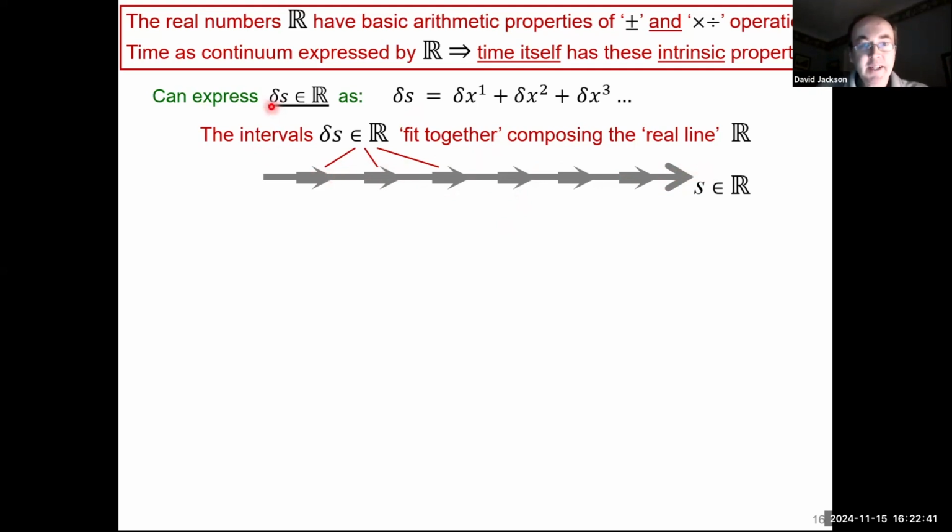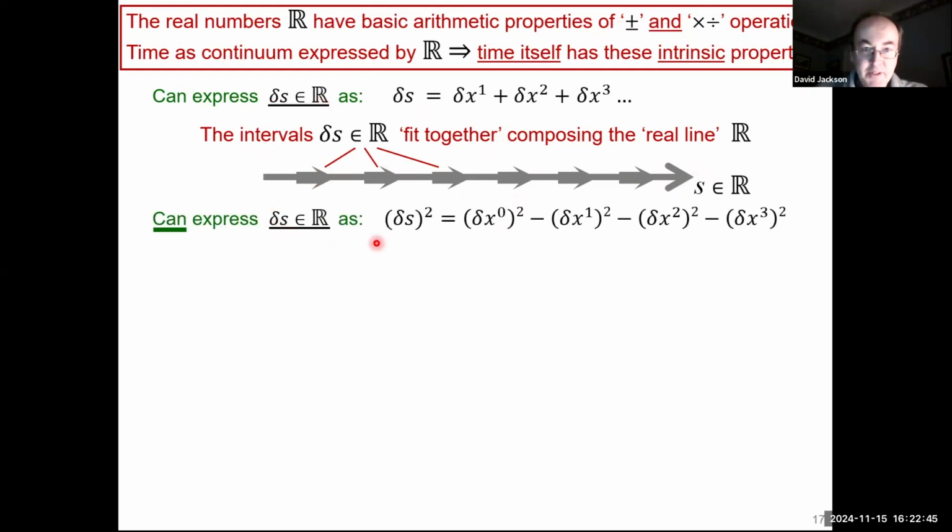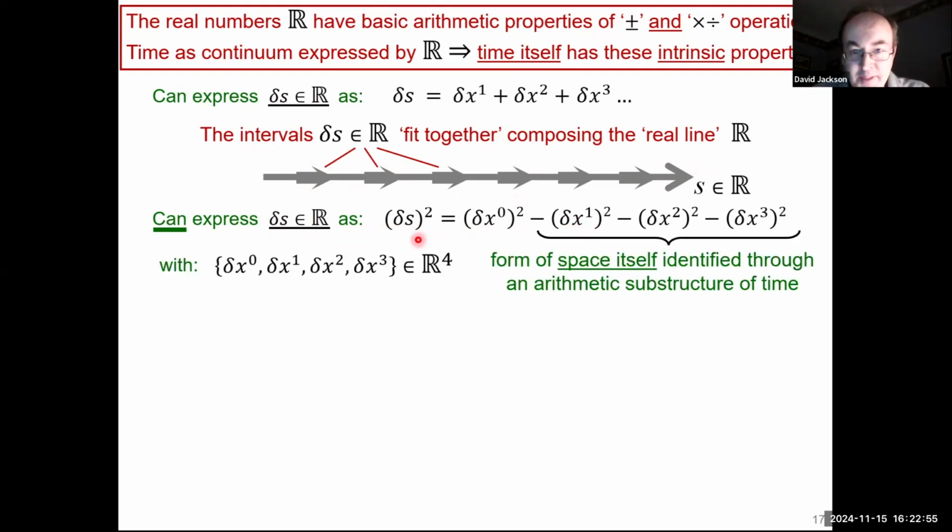But we can also take these other arithmetic properties and we can write an interval of time using this quadratic structure. So this is still a way of decomposing a small interval of time. We can write it this way. And if we can decompose our element of time this way, with these four components, we can think of this geometric structure of space being identified within this arithmetic substructure of time.